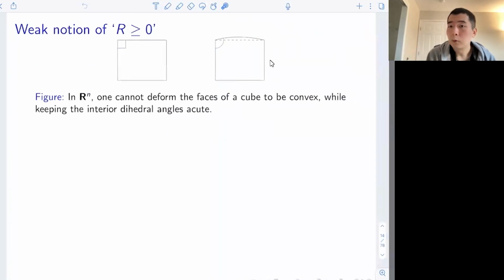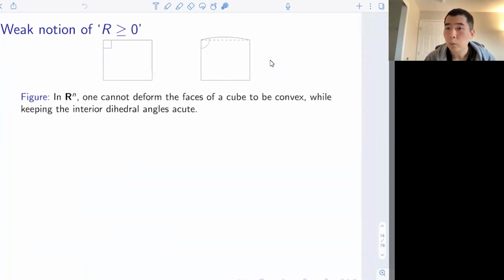And this motivates the following notion, let's say a weak notion of R non-negative. A good way to visualize it is that in R^n, the theorem tells you that you cannot deform the faces of a cube, as a special case, to be convex while keeping the interior dihedral angles acute everywhere. Okay, so this is because of course R^n has 0 scalar curvature.